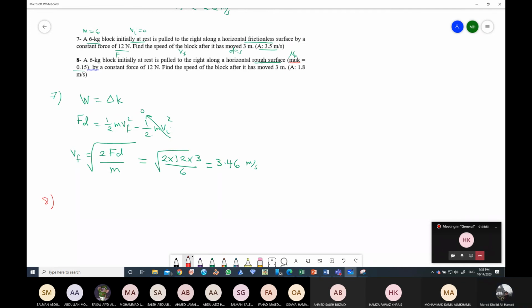Doctor, there is another way that's faster and easier. Yes, you can use any way you feel is suitable, but I have to do it in detail. In chapter 2 I used the equation vf squared equals vi squared plus 2ad. You can find the acceleration by dividing 12 Newton by 6, you will get 2. So the root of 2 multiplied by 2 multiplied by 3 is equal to 3.46. Okay.